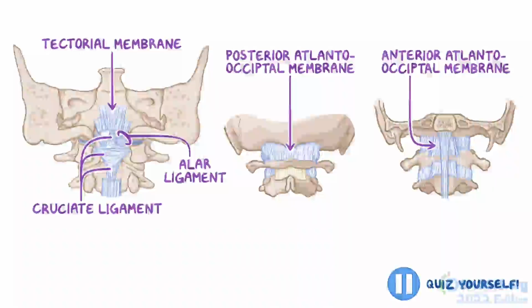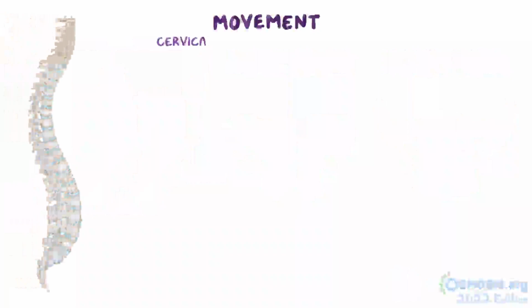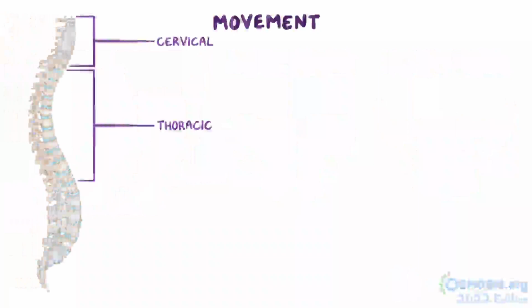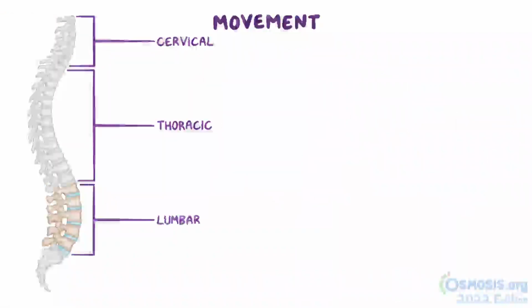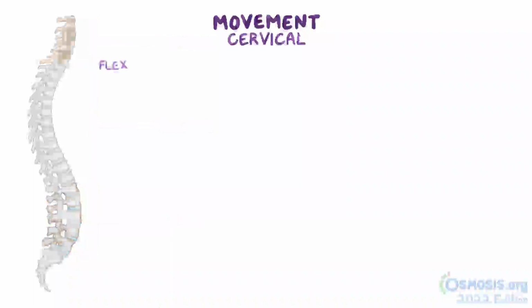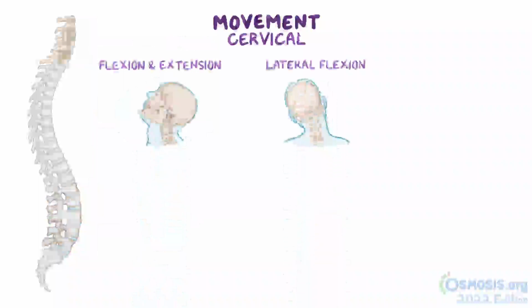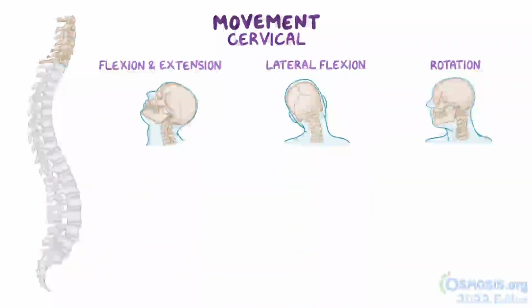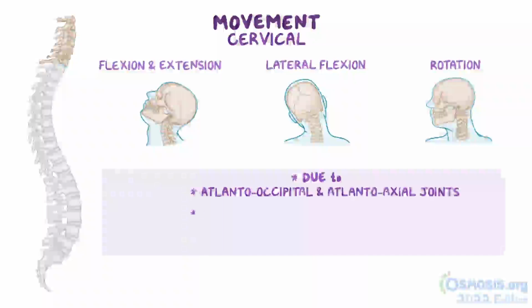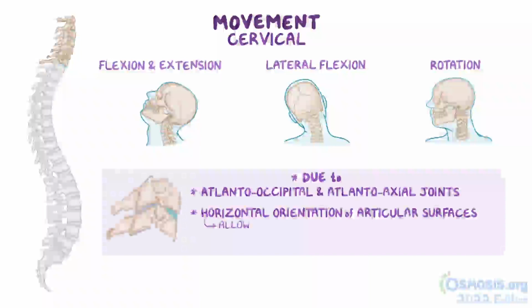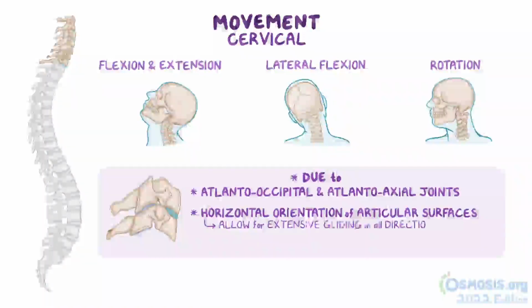Alright, now that we have talked about the different types of joints of the vertebral column, let's take a closer look at the differences in movement at the cervical, thoracic, and lumbar regions of the vertebral column. In the cervical region, flexion, extension, lateral flexion, and rotation are all possible. This is due to the atlanto-occipital and atlanto-axial joints, along with the horizontal orientation of the articular surfaces of the facet joints, which allow for extensive gliding in all directions.